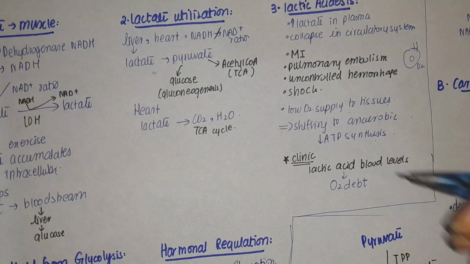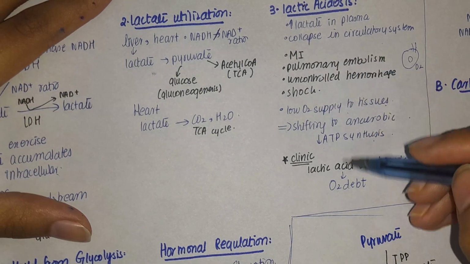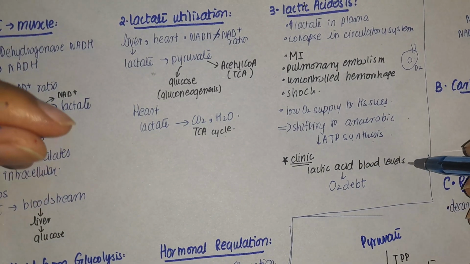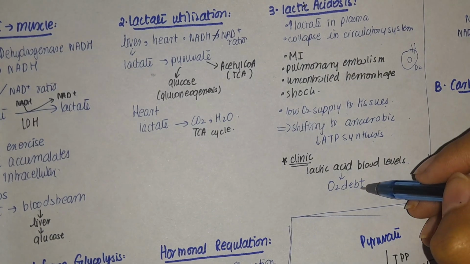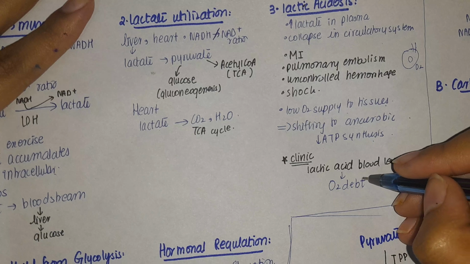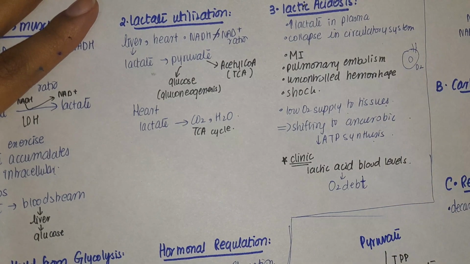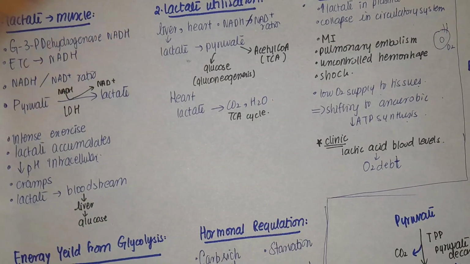Now, in clinics, when you are looking at a patient in all these situations and you analyze their lactic acid blood levels, you can know the amount of oxygen they are having, that is, the less amount of oxygen in their blood. In such a situation, you can adjust the amount of oxygen that you need to give them per minute. So this is a very important clinical scenario.